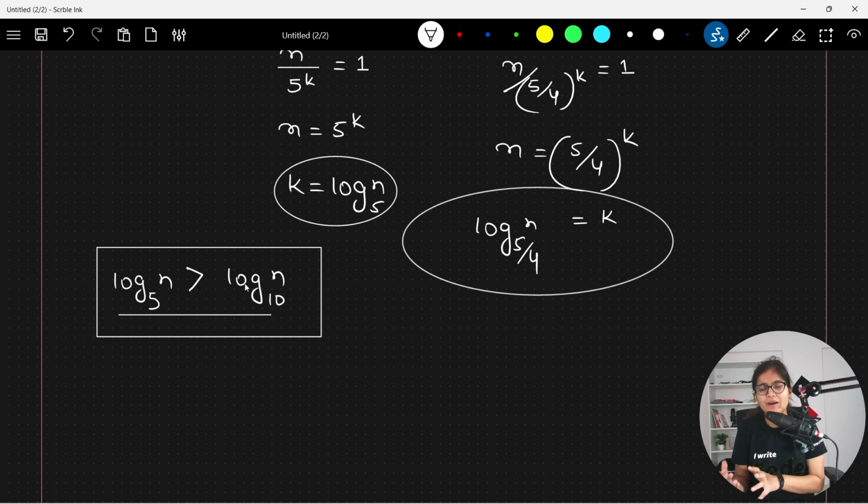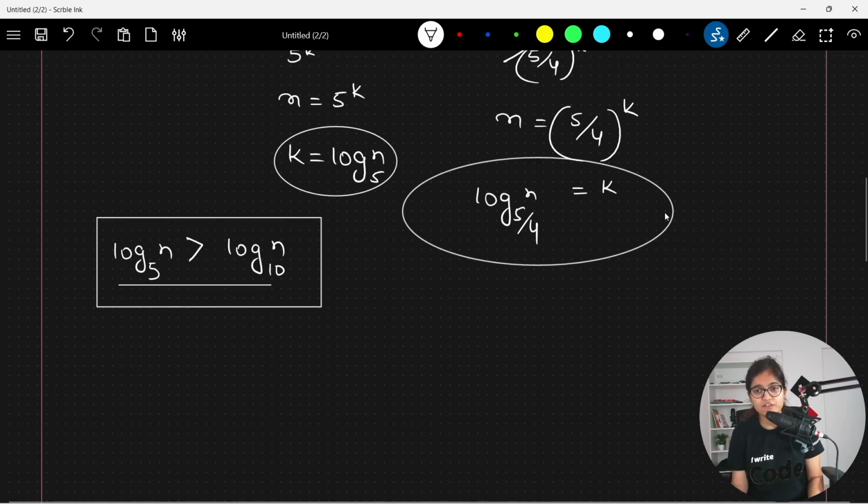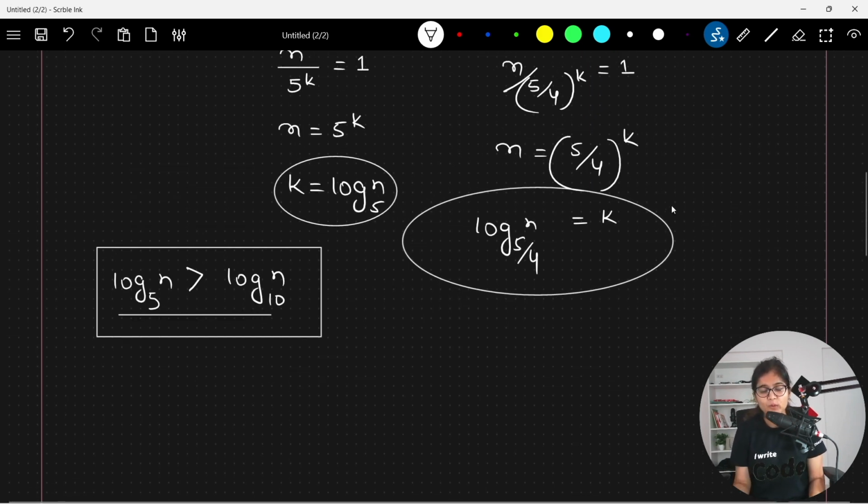This is the major thing that you should know. Again, this comes under the properties of logarithms, which I am expecting everyone is aware of as of now. So here, which base has the lower value? Which base has the lower factor? Obviously 5 by 4. It means that this has an overall higher value, right?